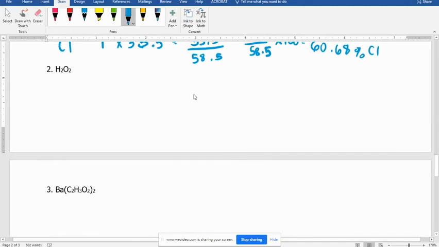The next one then is, this is actually hydrogen peroxide. You may have used that on some of your cuts. Some people use it to rinse their mouth out. Don't ever drink it, though. It will make you sick to your stomach.